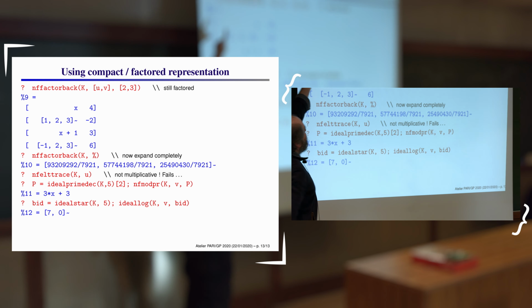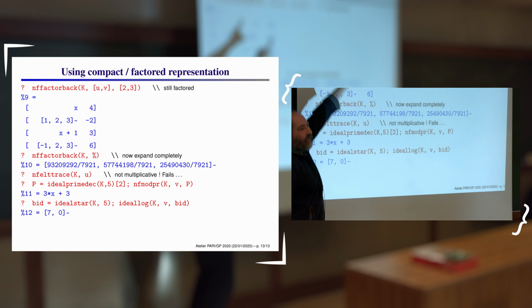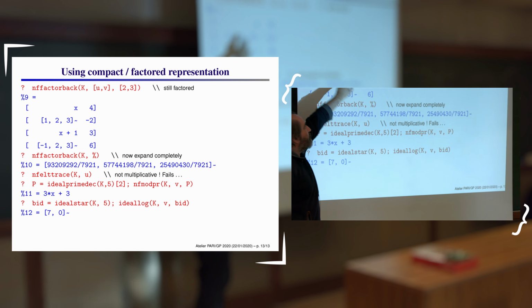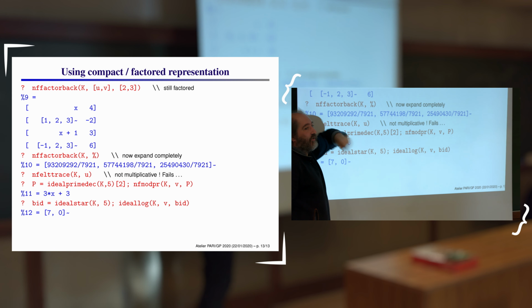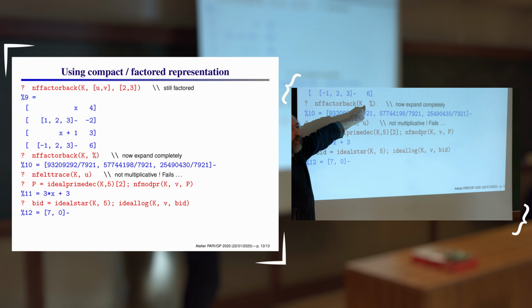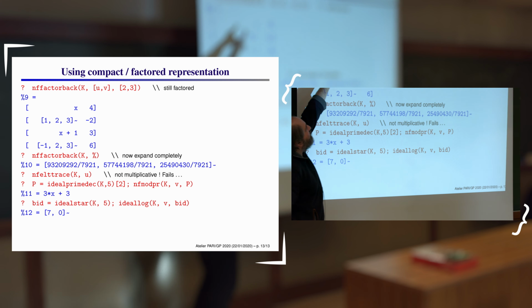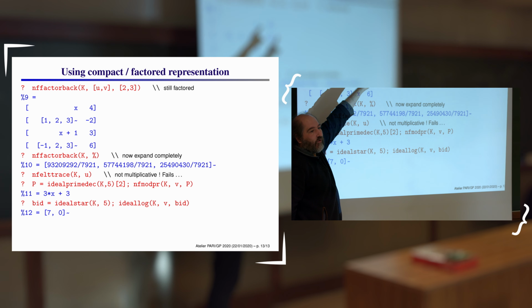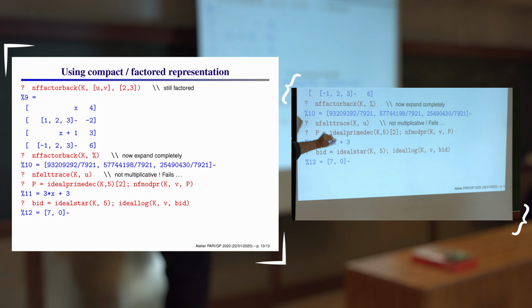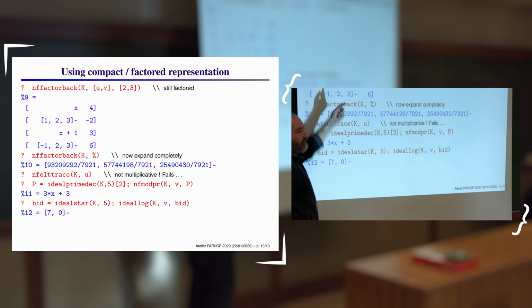You can actually use NF factor back on a factorization whose elements are themselves factorizations. It keeps the factorization structure. It's not recursive. But of course, you can apply NF factor back once more. So the first one, if U and V are in compact form, is guaranteed to be very inexpensive. The second one might be very expensive. Okay?